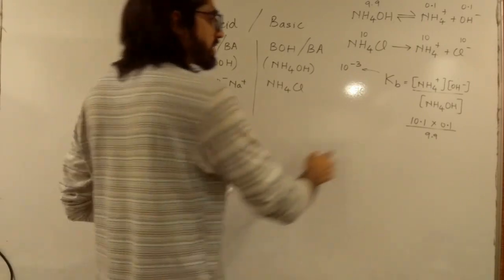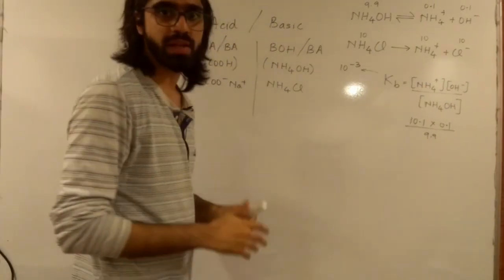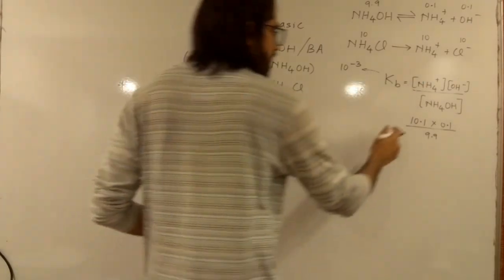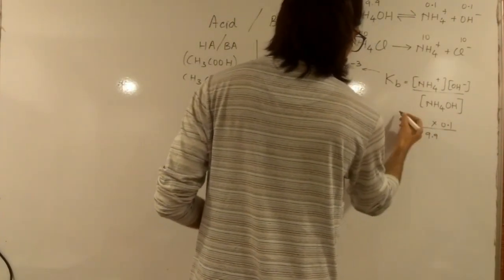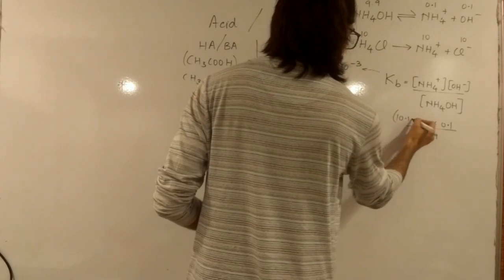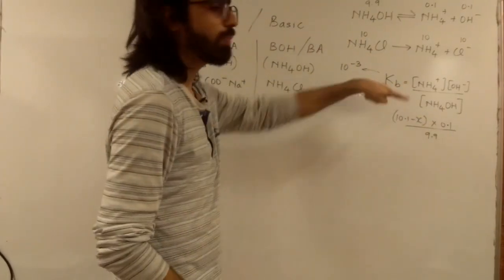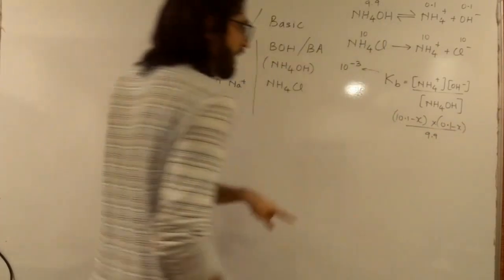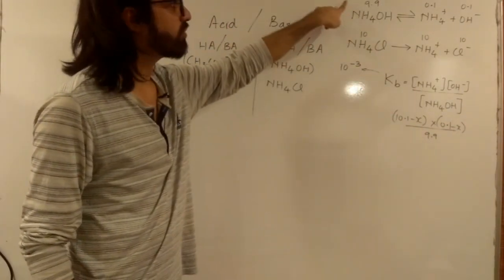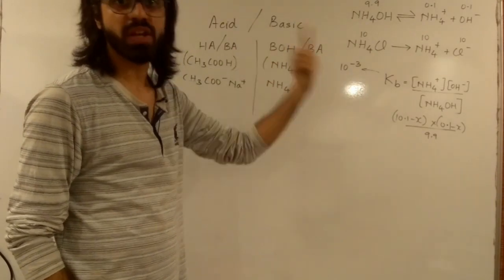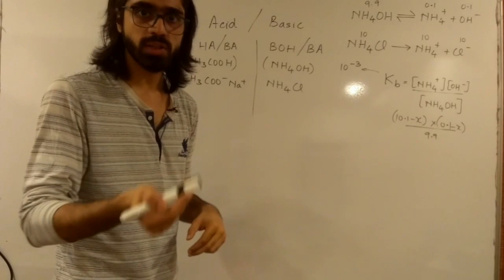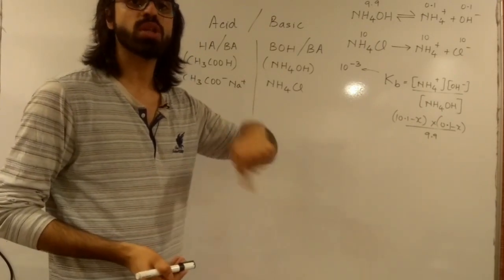Say for example, X moles of NH4 plus and OH minus get combined. So I will have 10.1 minus X moles of NH4 plus at equilibrium, and for OH minus it will be 0.1 minus X, and 9.9 were already present of NH4OH. Now more NH4OH will get formed because X moles of NH4 plus and OH minus got combined, so X moles of NH4OH got formed.